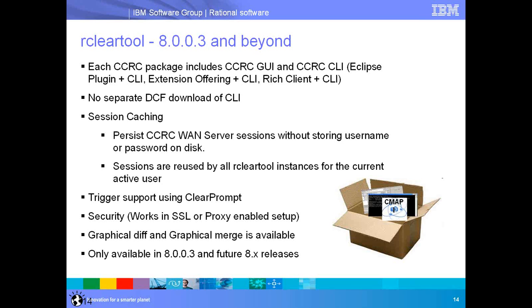And also you get to implement the trigger using the CLI. So trigger support has been added into the CLI options, and your CLI can now work on a security enabled setup like SSL or a proxy enabled setup. And now rcleartool also gives the option of graphical diff and merge, which was not present in the earlier version. So again, these options are available in FixPack 3 of 8.0 onwards.